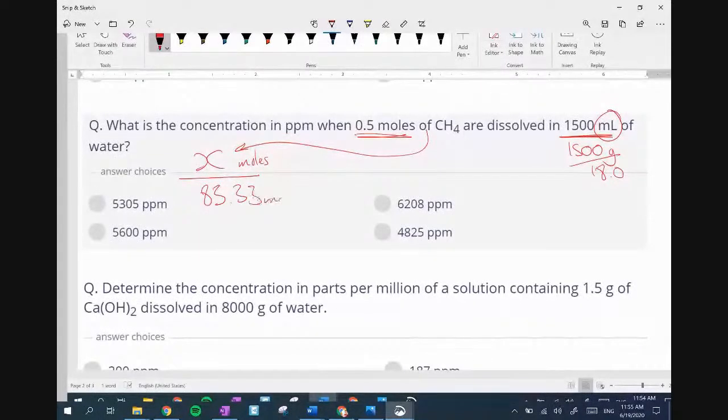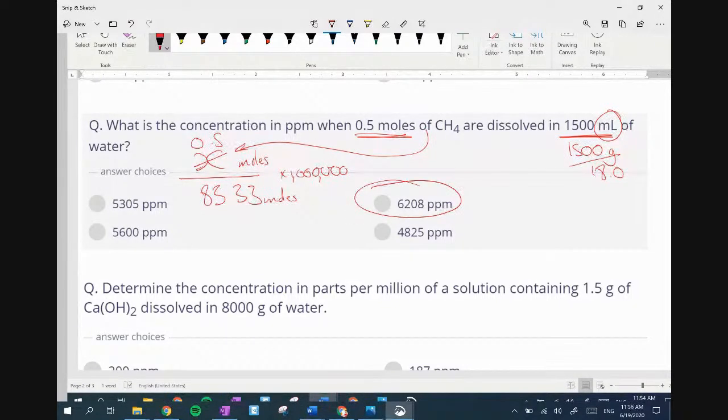I'm curious to see if this is going to come out. Very interested. And we know that this is 0.5 moles there. So 0.5 divided by 83.33, times a million, gives me 6,000. That's really interesting because it's actually none of the above. It's just given me exactly 6,000 on the dot. I wonder whether it's a rounding error. Let's do 1,500 grams divided by 18, and then 0.5 over the answer. No, it's even more accurate. That's hilarious. It gives me 6,000 dead on.